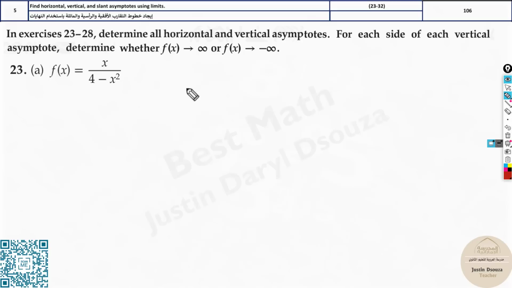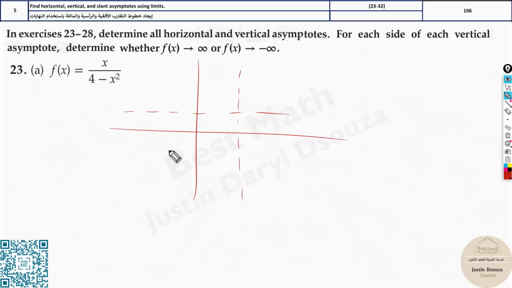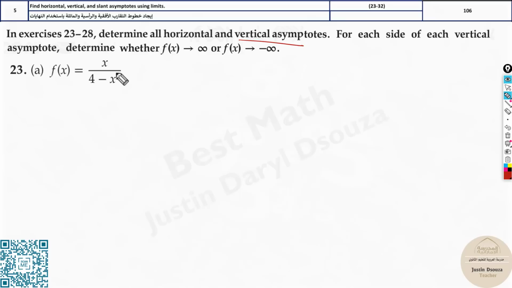First thing, a vertical asymptote is the vertical line where the graph cannot be, whereas a horizontal asymptote is a horizontal line. So the graph will never touch this, but it will go very close to these points, but it will never touch. That is about the asymptotes. Now, how do we find the vertical asymptotes? It's very simple. Whatever is down in the denominator, we just make it equal to 0.